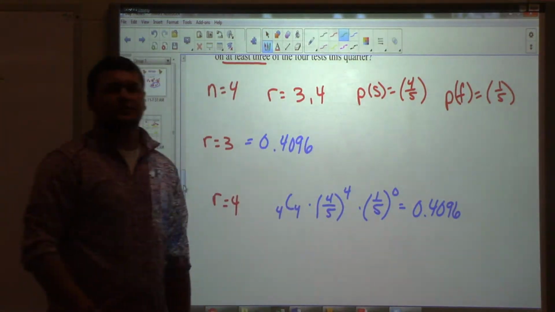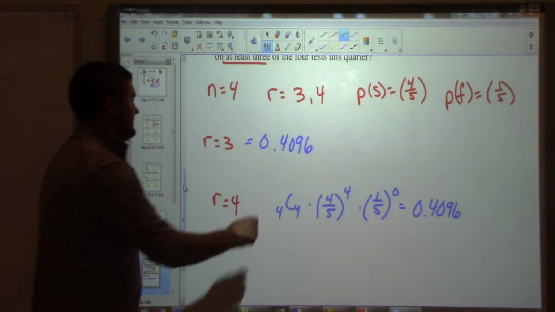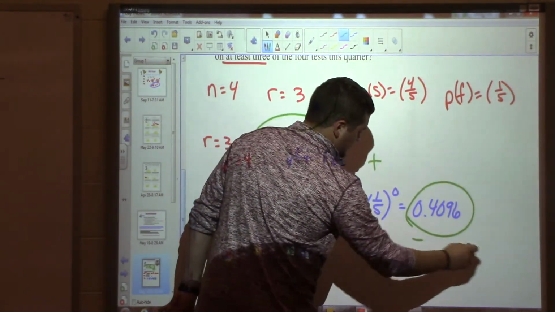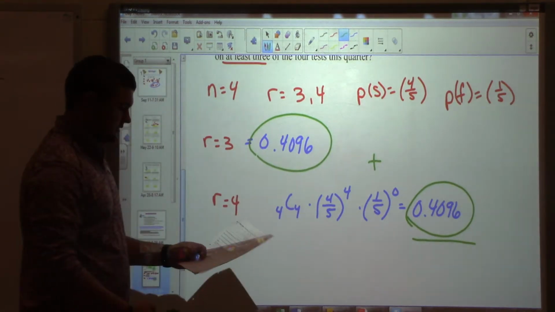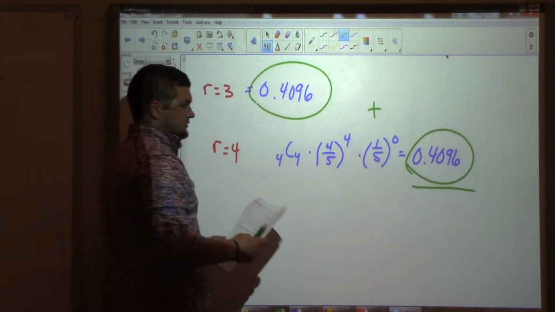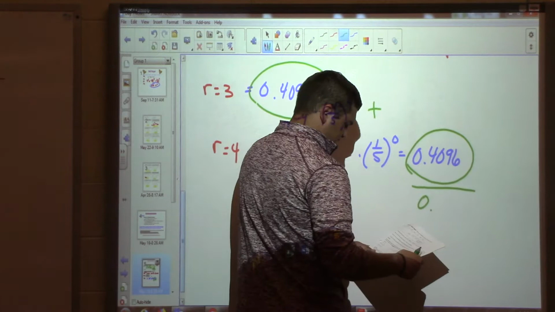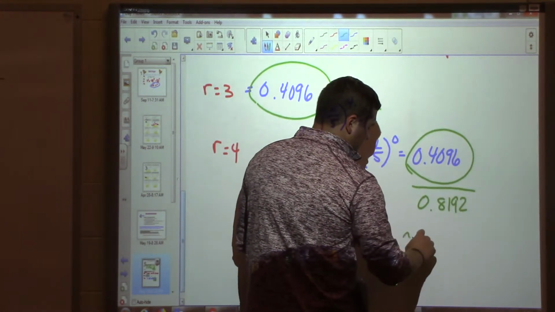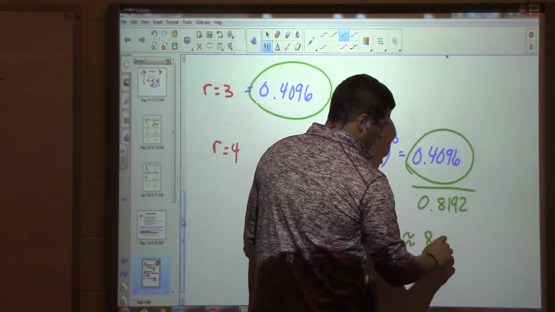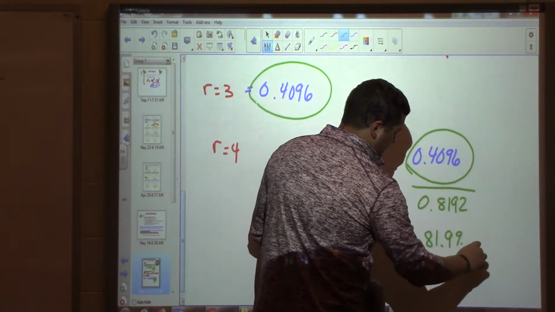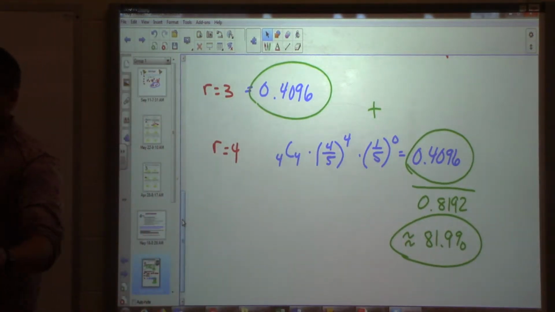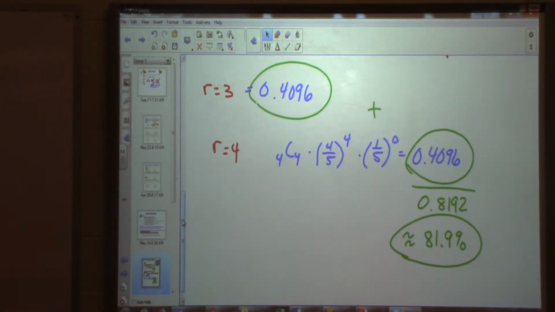What did we say we're going to do with those two? We're going to add them. So I'm going to take this one, I'm going to add it with that one, and that'll be my probability. So we should get 0.8192, or approximately 81.9%. Remember, I may practice rounding to the 10th place with a percent. Just me.